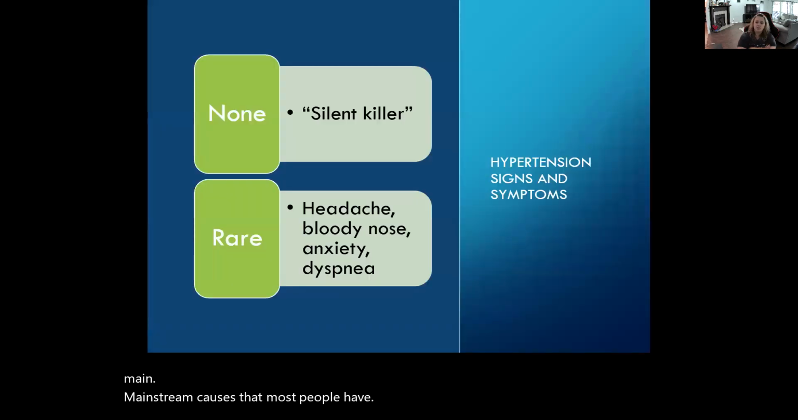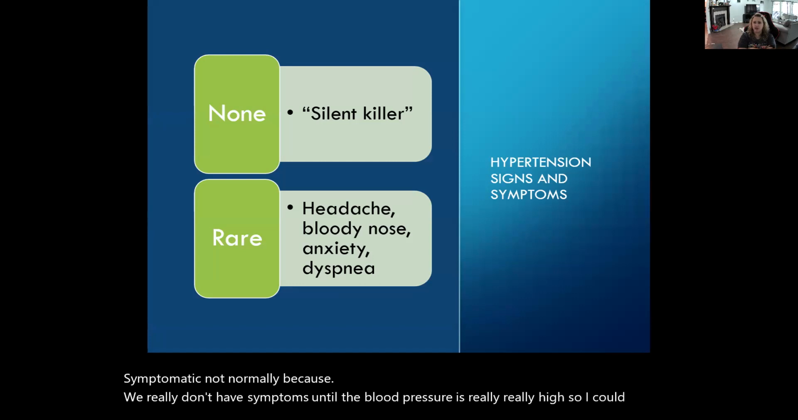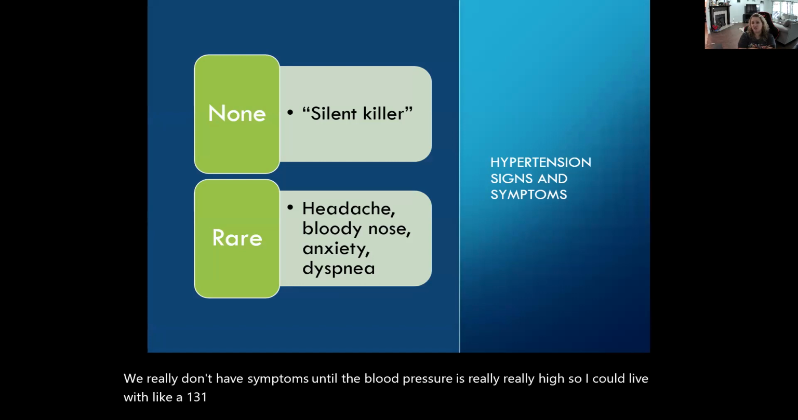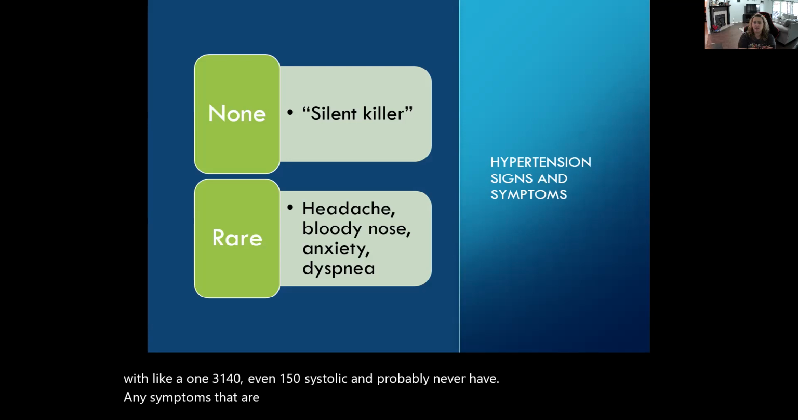So are our patients with hypertension symptomatic? Not normally, because we really don't have symptoms until the blood pressure is really, really high. I could live with a 130, 140, even 150 systolic and probably never have any noticeable symptoms. So it is often called a silent killer, because this can go on for years and years and years.